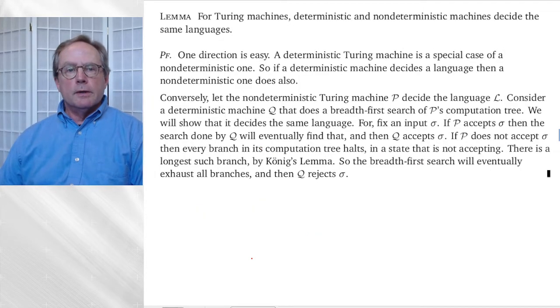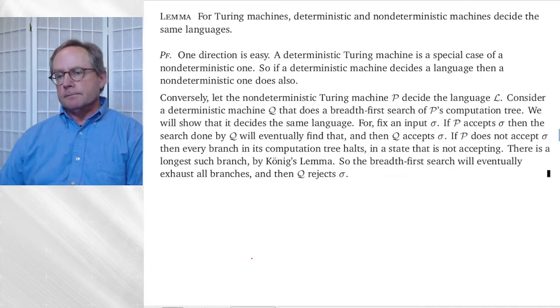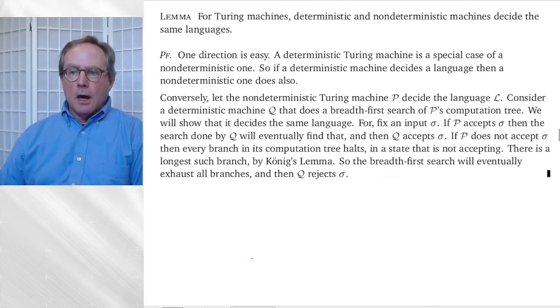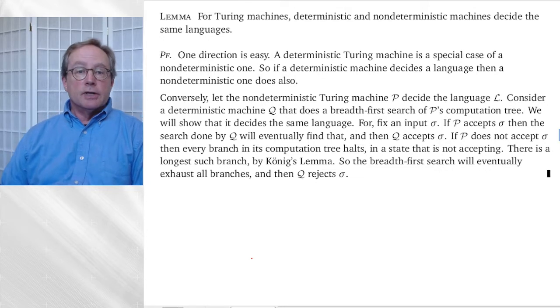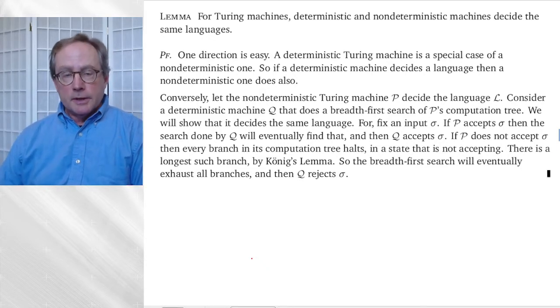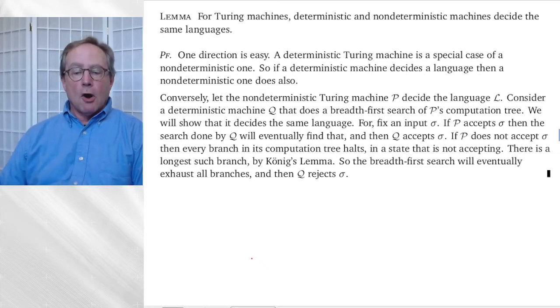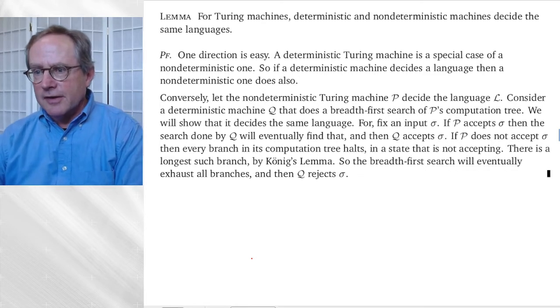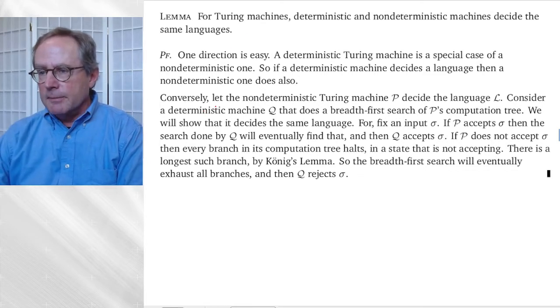So, the first point we want to say is that for Turing machines, deterministic and non-deterministic machines decide the same languages. One direction is easy. A deterministic Turing machine is a special case of a non-deterministic Turing machine. So if the deterministic machine decides a language, then the non-deterministic machine does also, trivially. So there must be a hard half, so we're going to do the hard half. A lot of times with these lemmas, there's an easy half and a hard half, and we're thinking about the hard half.